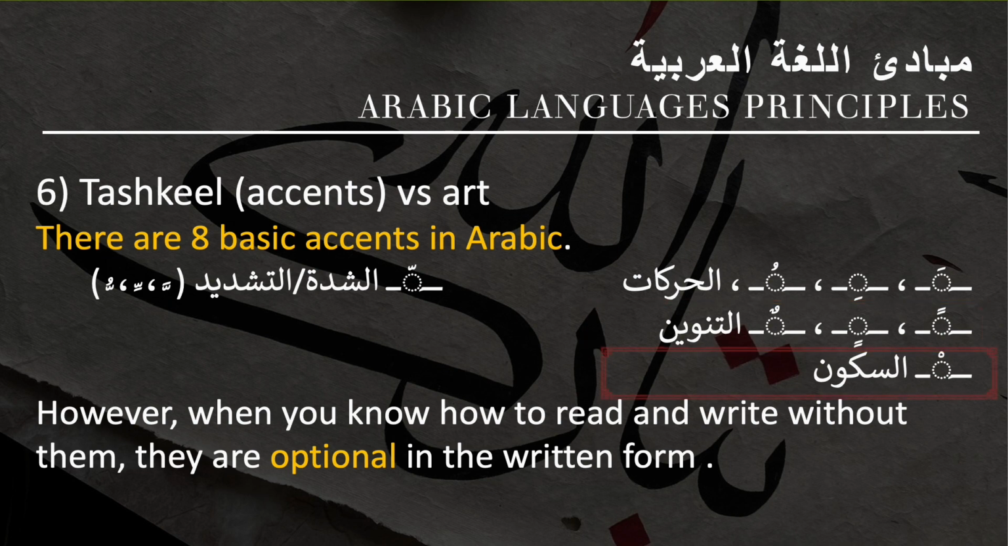And finally السكون, which means that the syllable has no vowel in it. So there is no movement on the letter to make any significant sound. We just pronounce the letter as it is. However, when you know how to read and write without them, they are optional in the written form. I want you to know that also when you see anything out of these, it's just art.